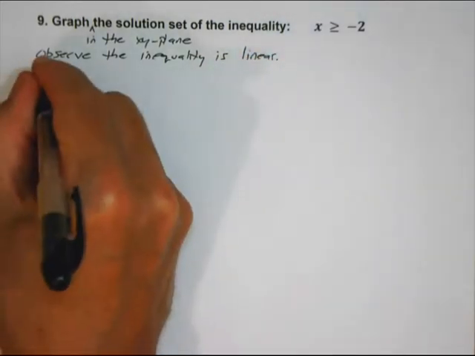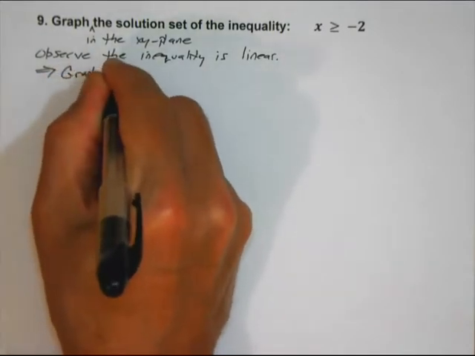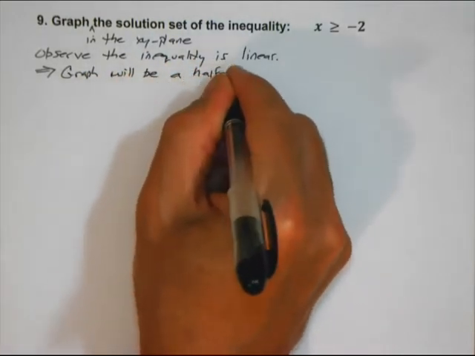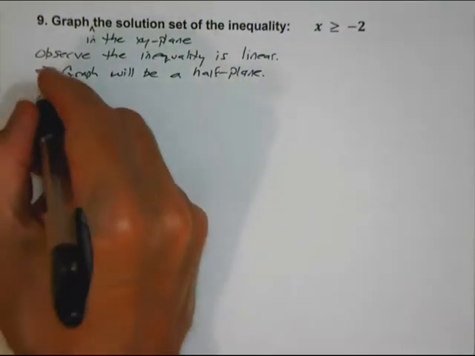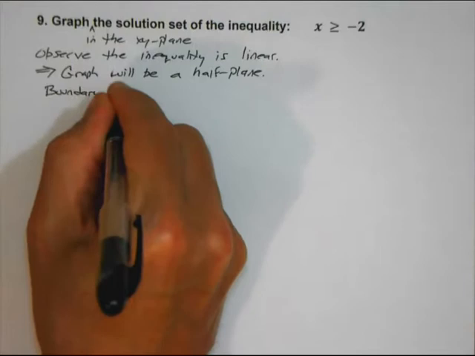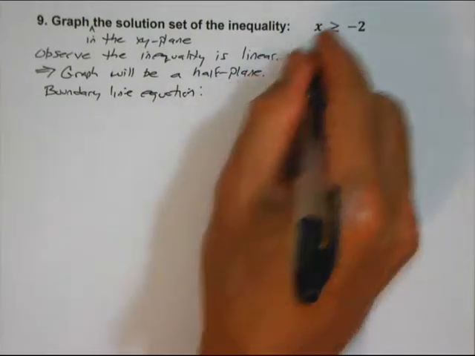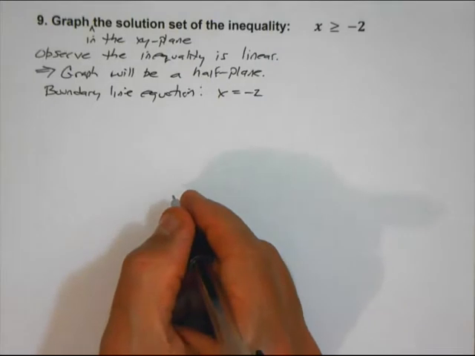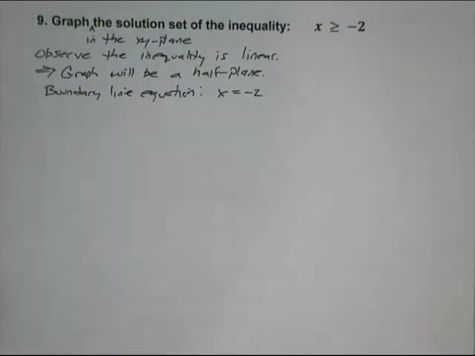Okay, so what does that tell us right away? We know the graph will be a half plane. Okay, to get that half plane graph, we need to get the boundary line. The equation is replace the inequality with an equal sign, x equals -2. Okay, we recognize this as being a vertical line. We can get that going.